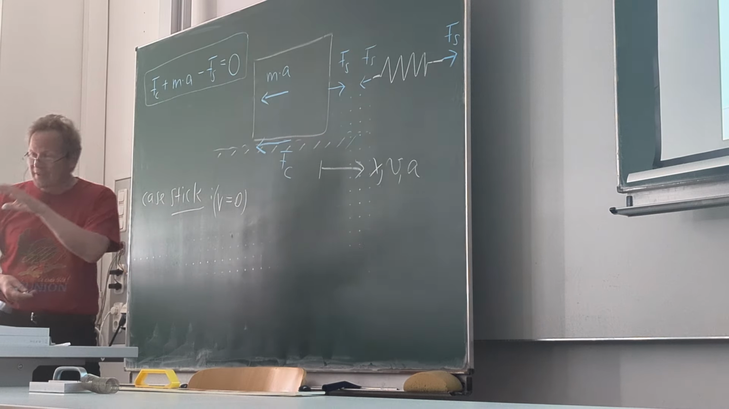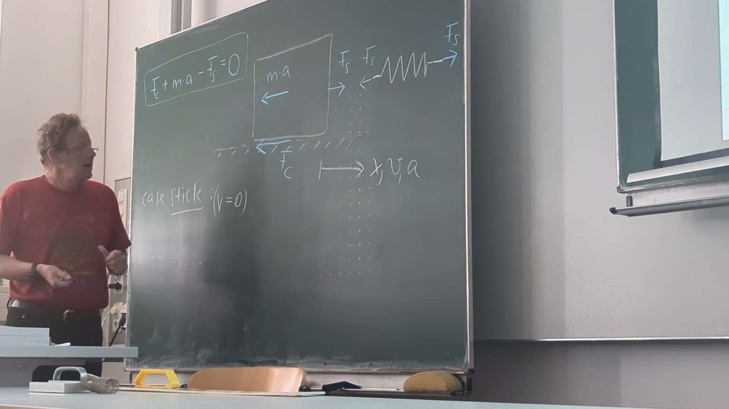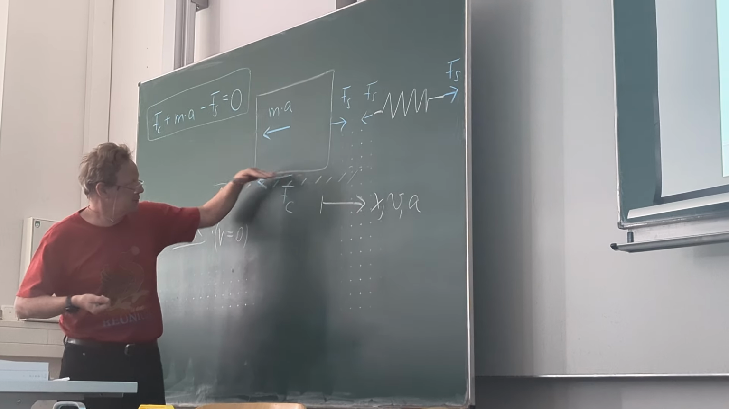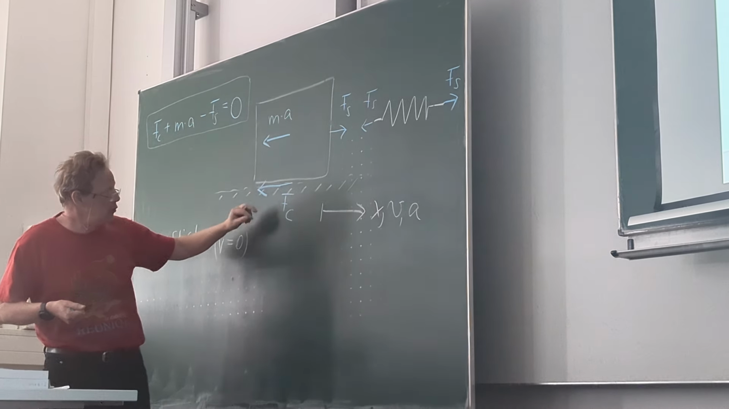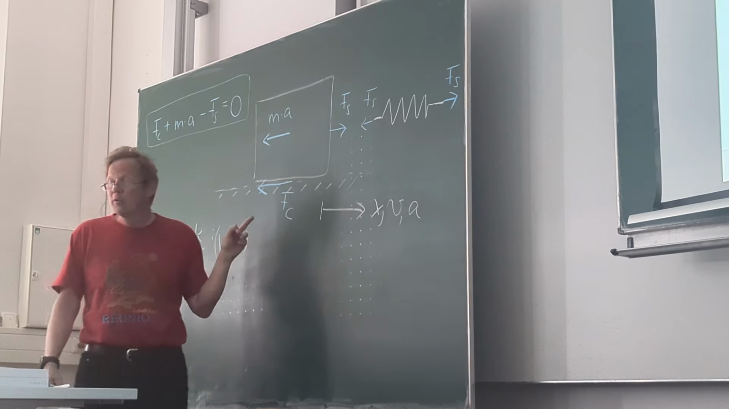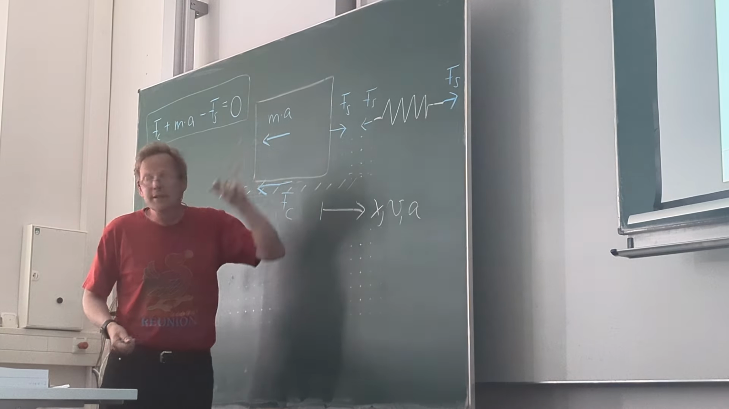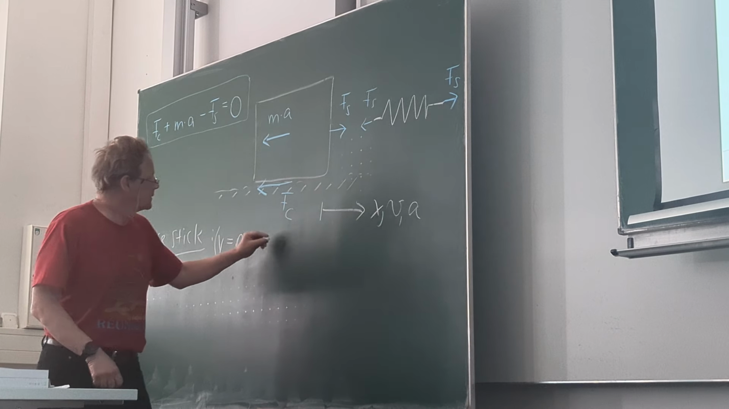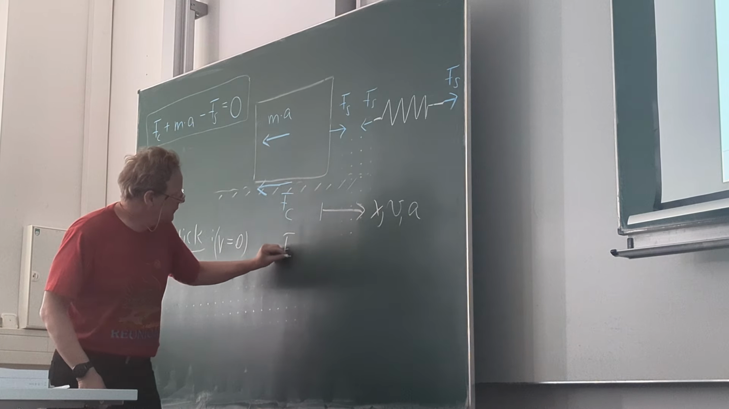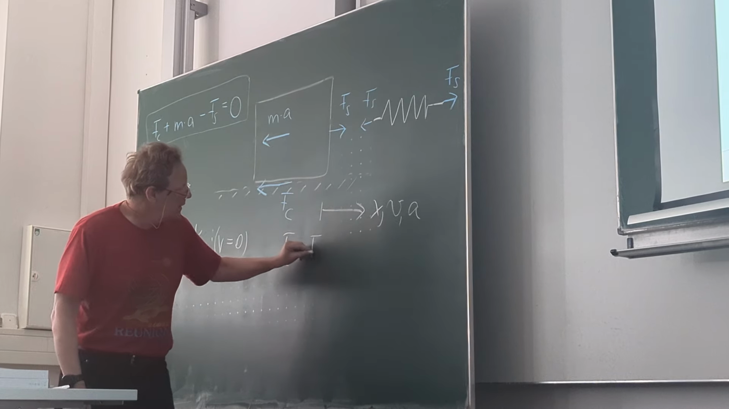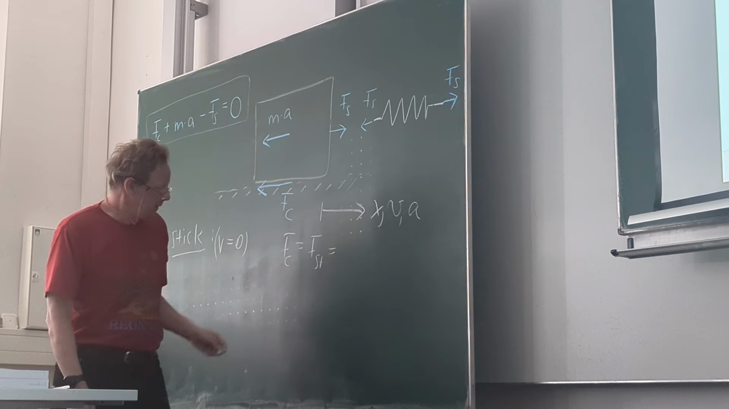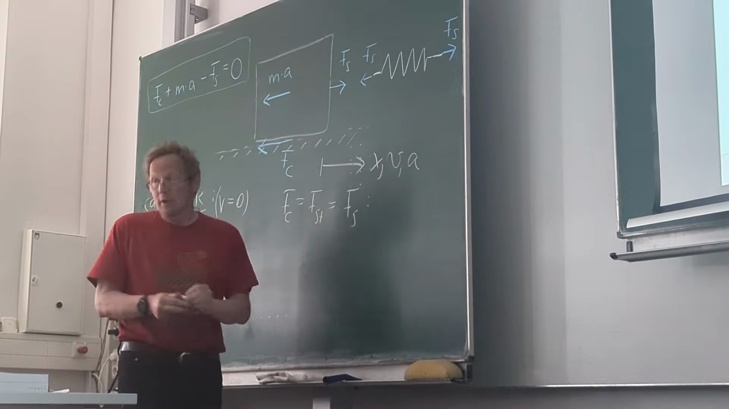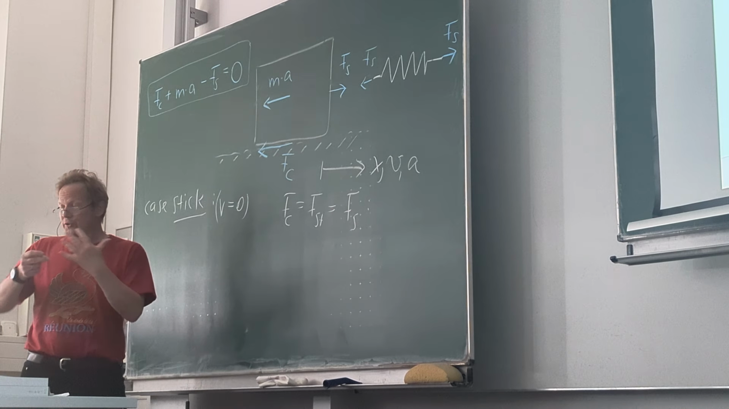In that case, we have static Coulomb friction. That means we have no acceleration. The block is just sticking to the ground. We only have this Coulomb friction, and it always has the same value as the spring force. It compensates the spring force. And that we can write: Fc is the static Coulomb friction, and that always equals F spring, but only as long as we are below a certain limit.